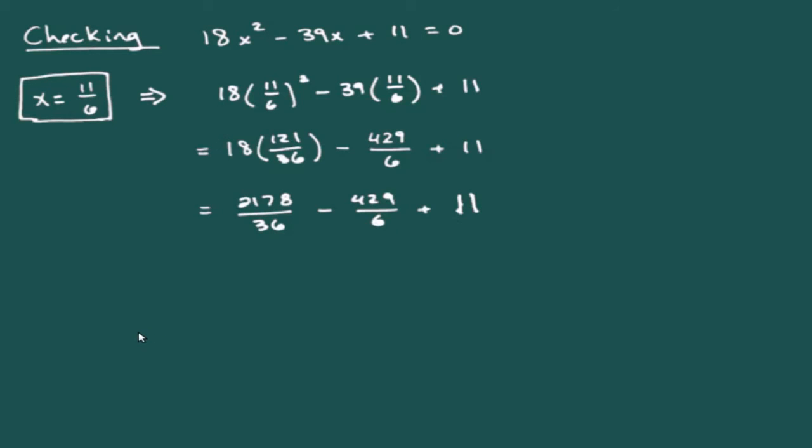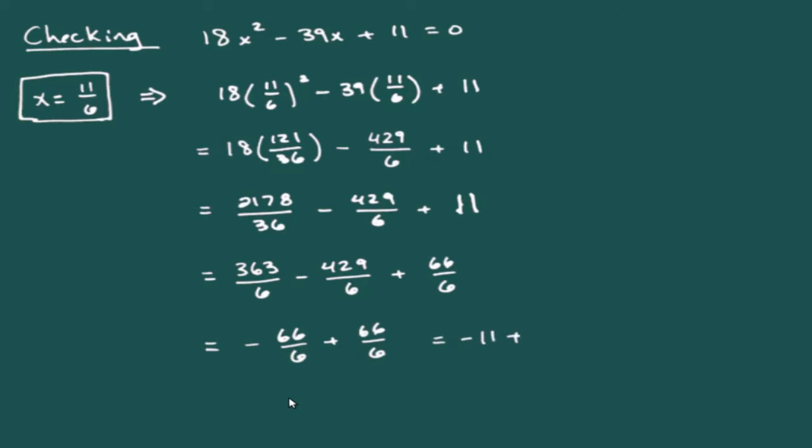We're able to simplify the 2178 over 36 to 363 over 6. So now getting a common denominator of 6 for each one, we have 363 minus 429 plus 66 all over 6. Well, 363 minus 429 is negative 66, plus 66 over 6 gives us a negative 11 plus 11, and we get a 0. So sure enough, 11 over 6 is a solution.